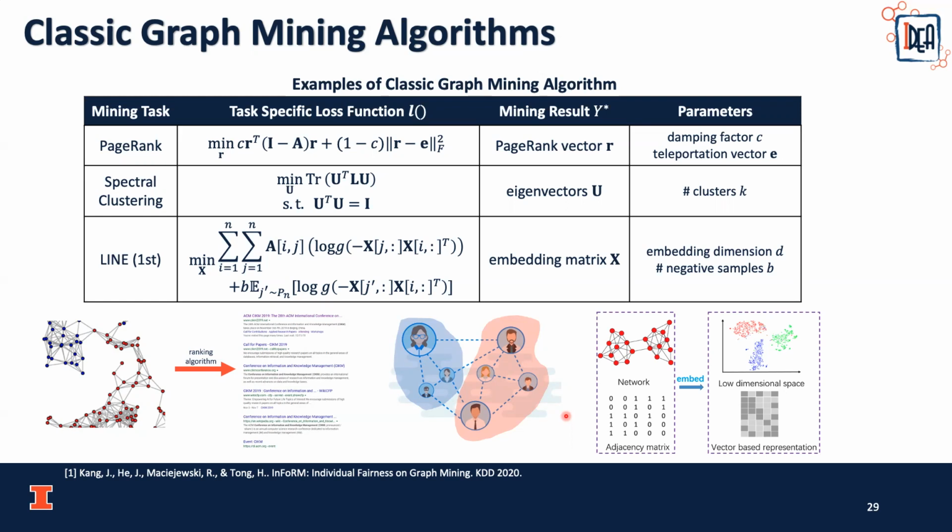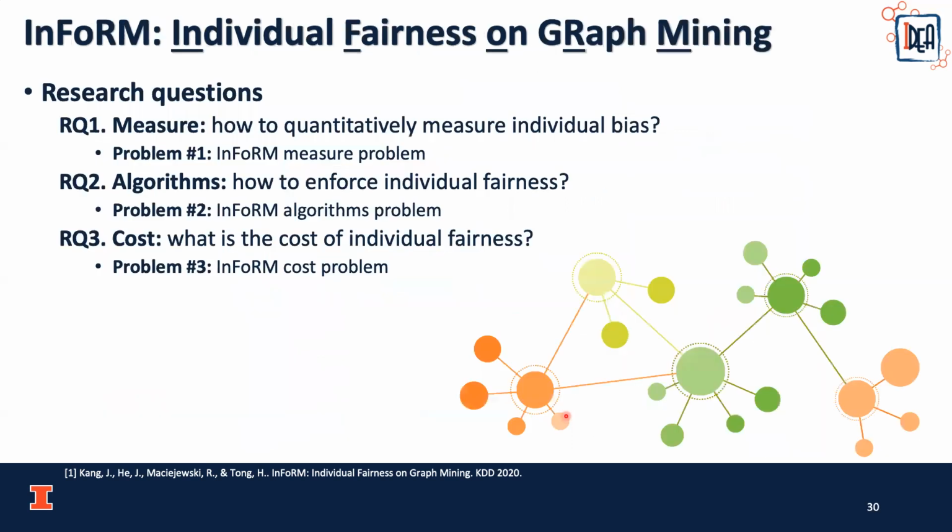Note that although we only study these three methods in this work, our developed debiasing methods are general and could be applied to any other graph mining algorithms. In this work, we mainly aim to answer three research questions: how to measure the bias, given the bias measurement how to enforce individual fairness, and what is the cost of enforcing this individual fairness.